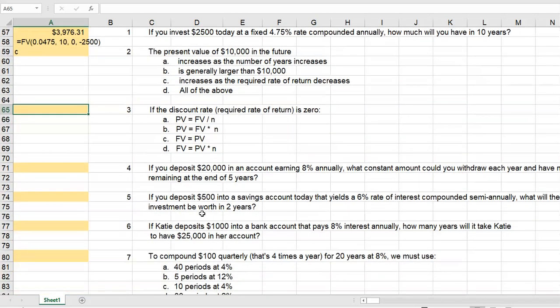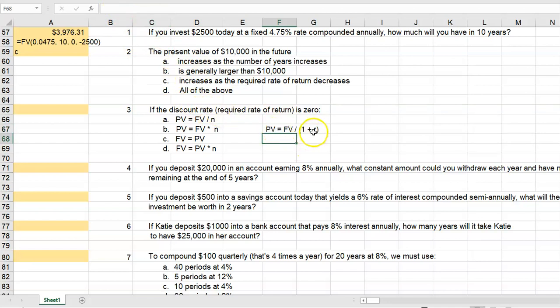The discount rate required, if the discount rate is 0, which of these is true? Well, think about it. First of all, you can think about the one equation that we did, right? We did the present value is equal to the future value divided by 1 plus the required rate of return. Well, if that's 0, that's an equal, should be an equal sign.